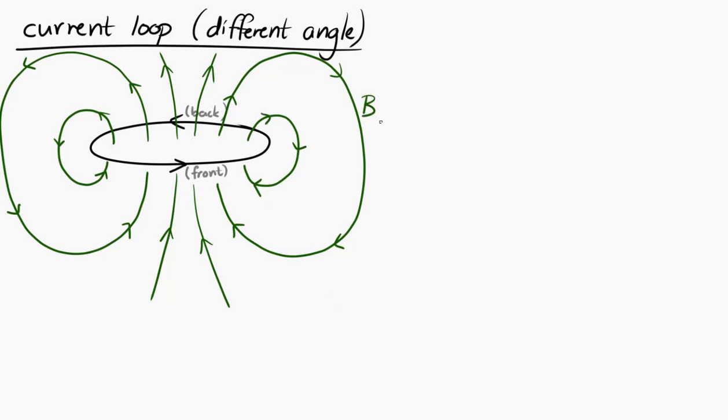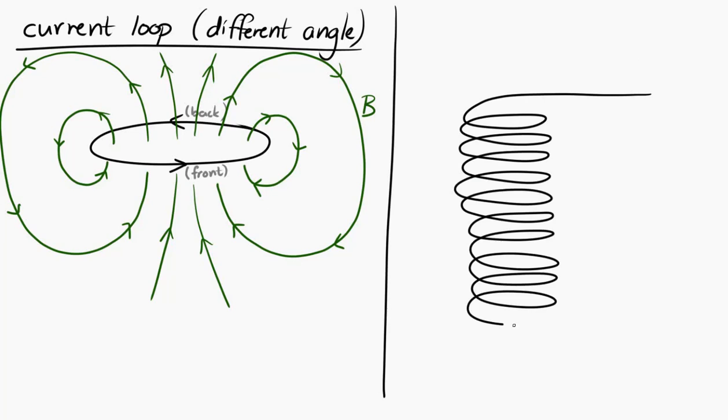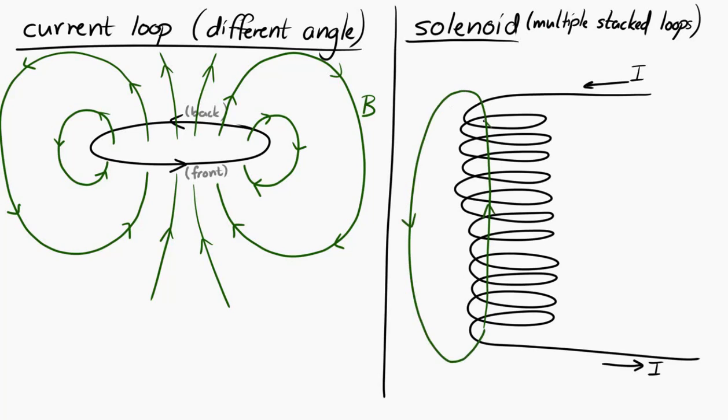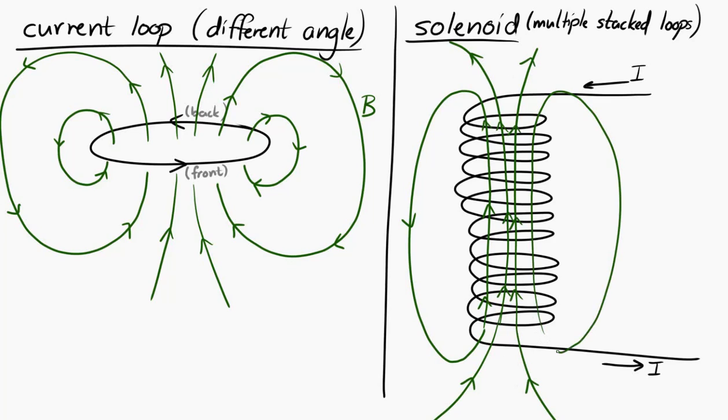And if we had a bunch of loops, something like this, where the current's coming in and then it loops and loops and loops and loops, and then it goes out. First of all, we call that a solenoid. And if the solenoid has current going around like that, the magnetic field would look something like this. Inside of the solenoid, the magnetic field would be in this direction, and outside, it would loop around like that.